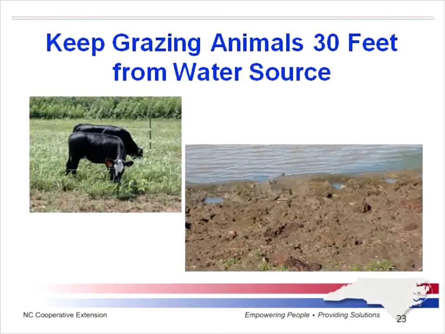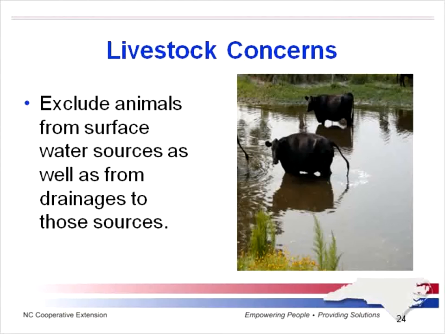The recommendation is to keep grazing animals 30 feet from a water source, and you can see these cows are fenced off with an electric fence. When you're doing your water source survey, you may want to check those water sources for signs of animal intrusion, and you can see footprints near the water's edge in the other picture here. Livestock concerns: exclude animals from surface water sources as well as from drainage to those sources.